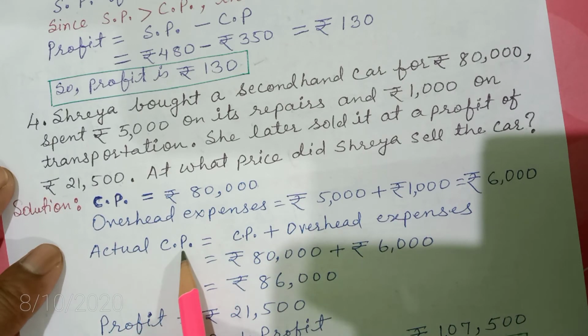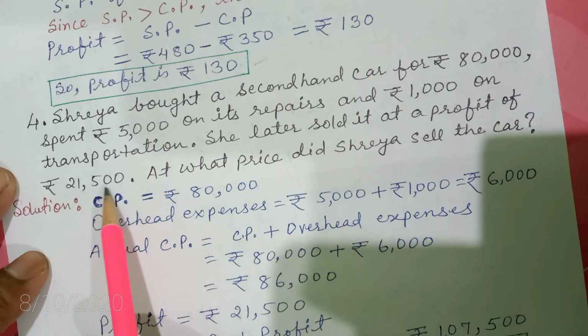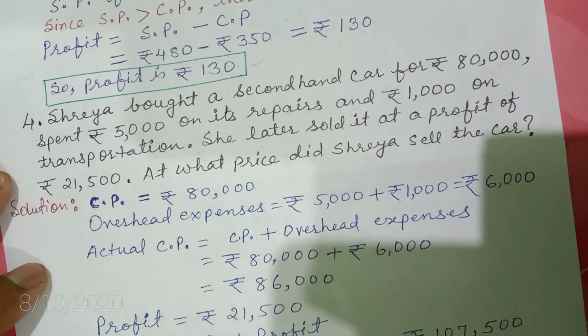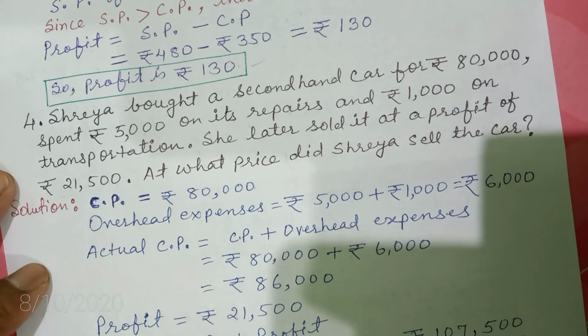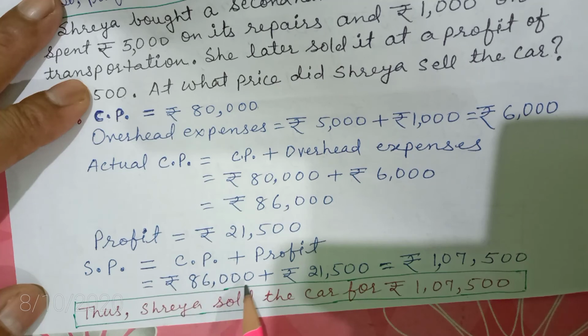Therefore actual CP equal to CP plus overhead expenses equal to rupees 80,000 plus rupees 6,000 equal to rupees 86,000. Now profit is given, rupees 21,500. Profit is 21,500. So SP equal to, you know, CP plus profit. SP equal to CP plus profit equal to rupees 86,000.